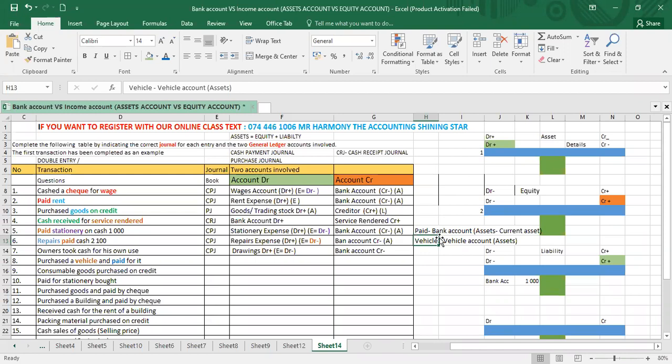The reason why we are saying it's a non-current asset is that it's something that will stay in the business for longer.